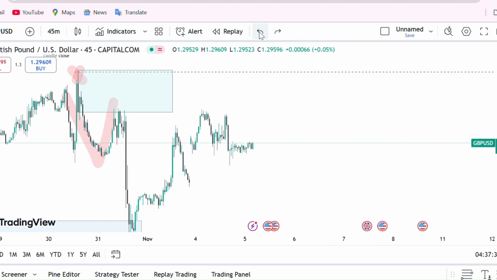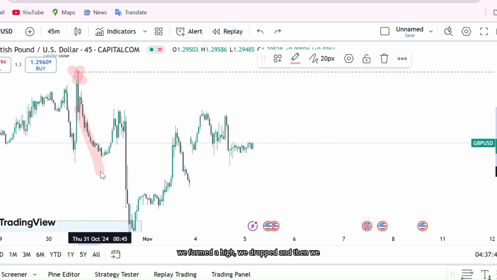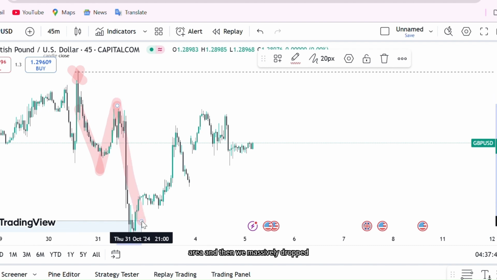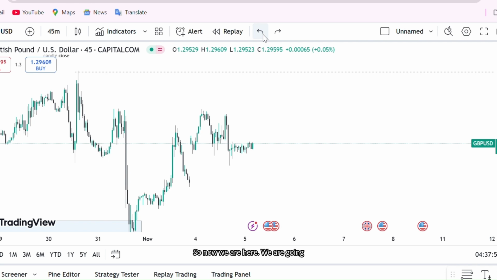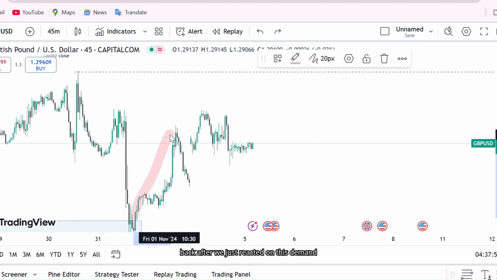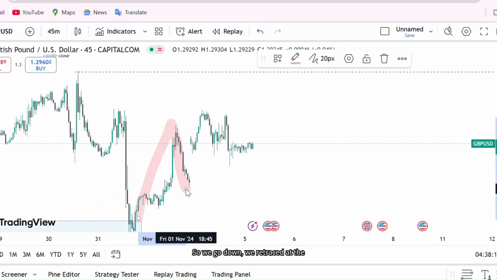So going back, remember we said we formed a high, we dropped, and then we came back and retraced on this supply area, and then we massively dropped to our ultimate demand zone. So now we are here, we are going back after we just reacted on this demand zone, and then the market is going up, right? And then in the process of going up, there's going to be a retracement, right, in the small demand zones, right? So we go down, we retrace at the demand zone, we continue going up.